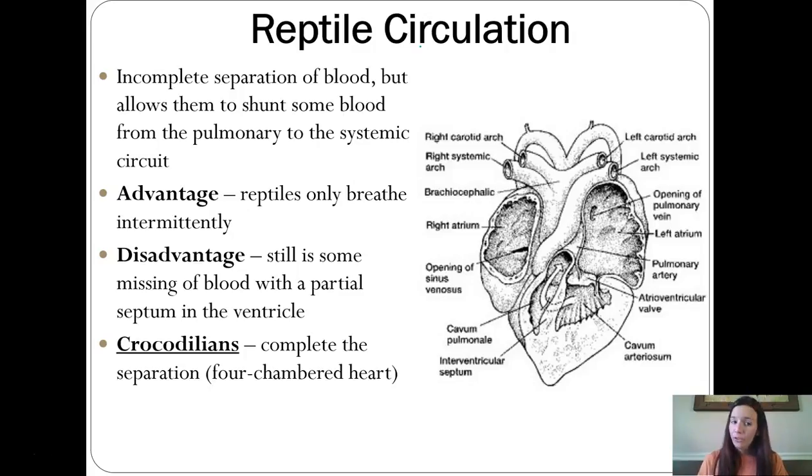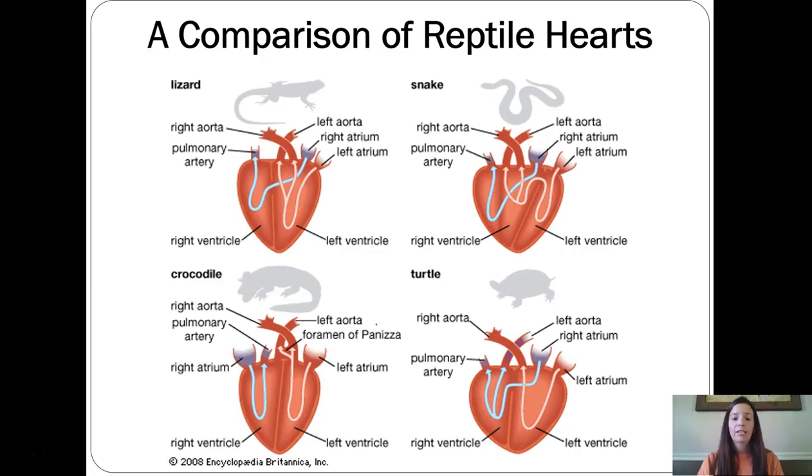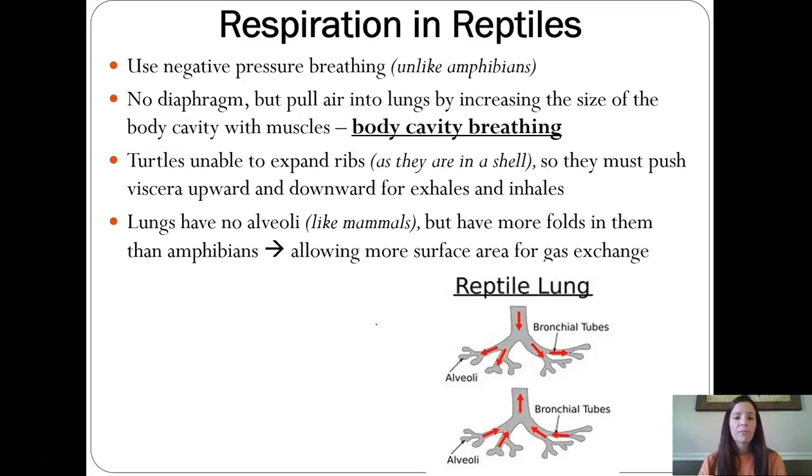In terms of reptile circulation then, that incomplete separation of blood allows them to move some blood from the pulmonary to the systemic circuit. So the advantage is reptiles only breathe intermittently, but the disadvantage is there's still some mixing of blood in the septum of the ventricle. Crocodiles, though, remember, have a 4-chambered heart, so they have that complete separation that makes them so successful. Here's just a look at the different hearts. You may want to pause this here and examine this diagram.